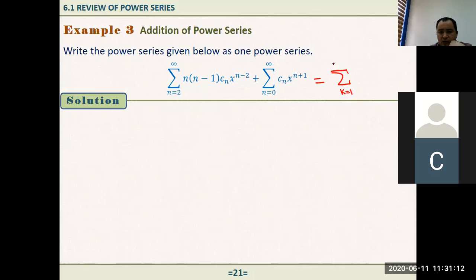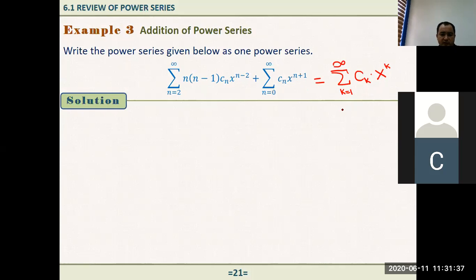k is equal to 1 to positive infinity, right? And here we have x, here we have x to something. I'm going to write this, c sub k times x to the power something. It may be different, I'm just giving you an example, okay? Because this thing may be different. Anyway, we are just going to write this as a single index.